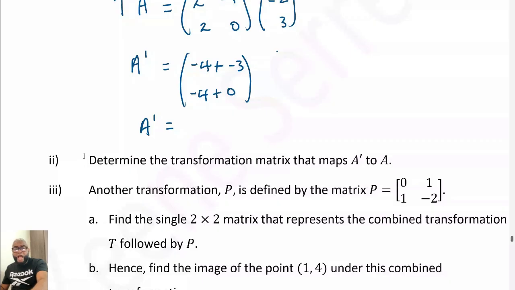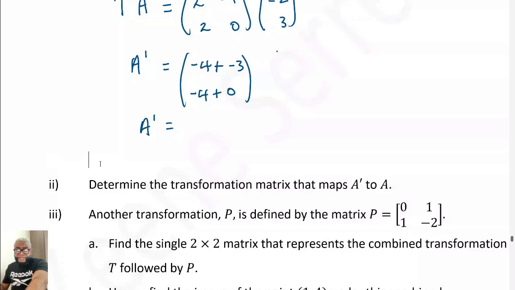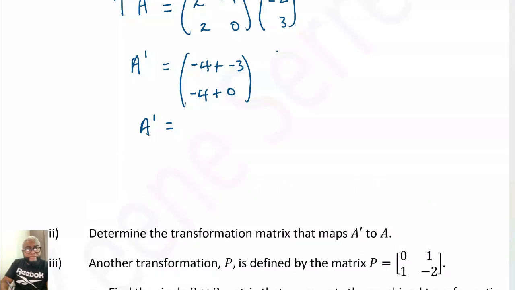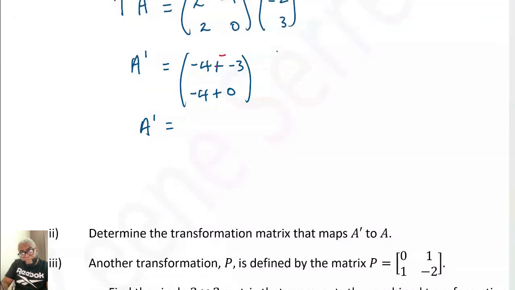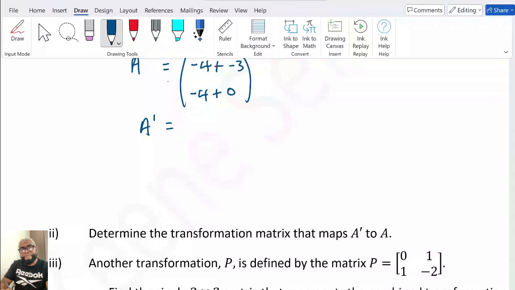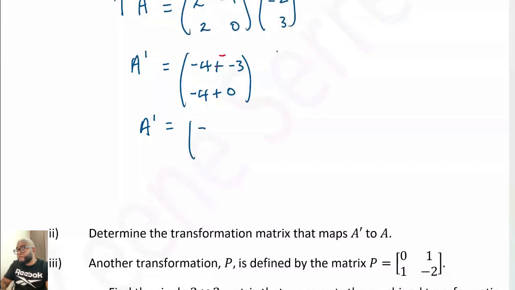So -4, a plus and a minus is a what? So let me just put a little red minus above here. So this will be -3, right? So -4 minus 3 would give me -7, and -4 plus 0 would be -4, right? So this is A prime in column vector form.